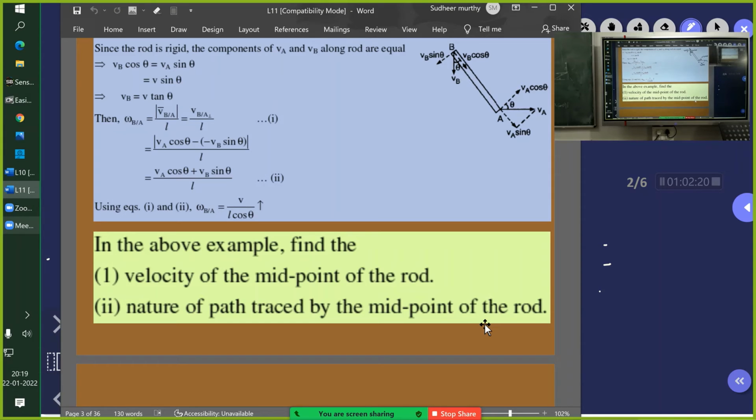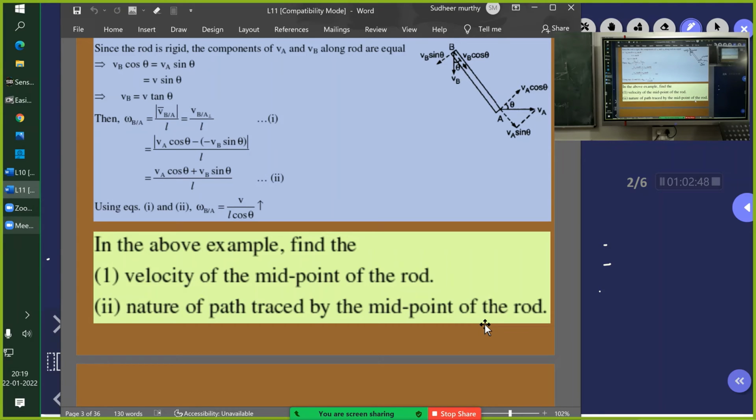No. See, this is the problem with all of you. If you are solving a problem on rotation, you will only think of rotation. If you are solving a problem in translation, you will only think of translation. Now think, how will you start? They are asking you the velocity of the midpoint of the rod. So from this data, first locate the midpoint. What is the midpoint?